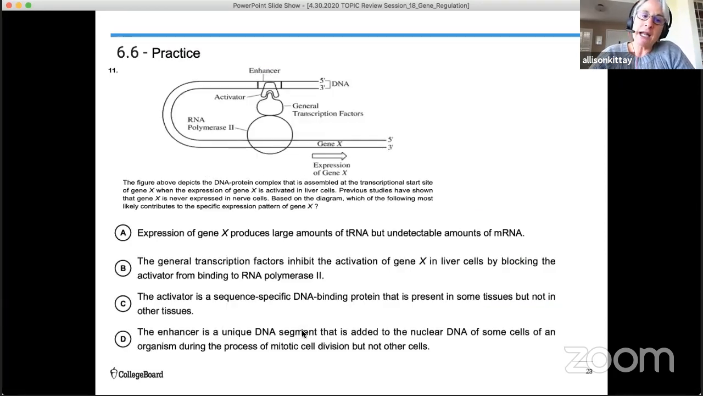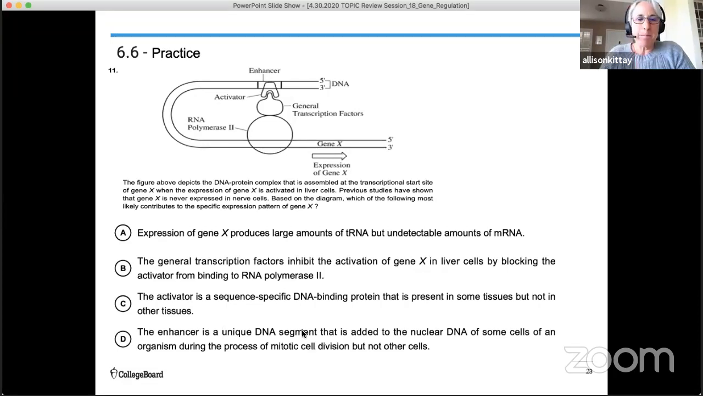Now let's take a look at a practice question in eukaryotes. We are again practicing our visual representations. The figure above depicts the DNA protein complex that is assembled at the transcriptional start site of gene X when the expression of gene X is activated in liver cells. Previous studies have shown that gene X is never expressed in nerve cells. Based on the diagram, which of the following most likely contributes to the specific expression pattern of gene X? Okay. So we've got A, expression of gene X produces large amounts of transfer RNA, but undetectable amounts of mRNA.